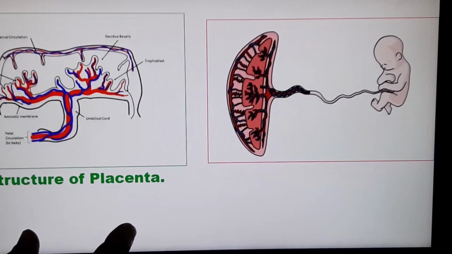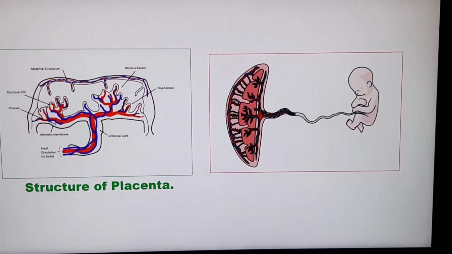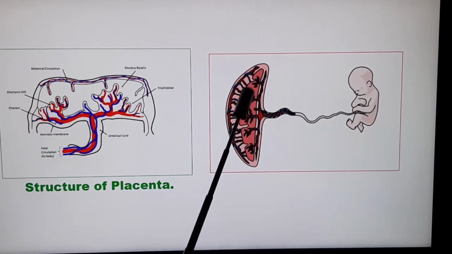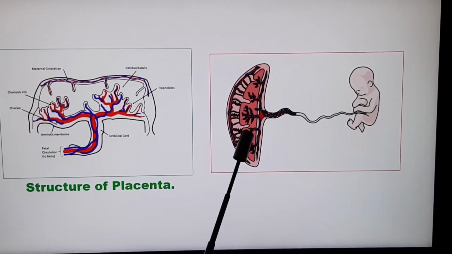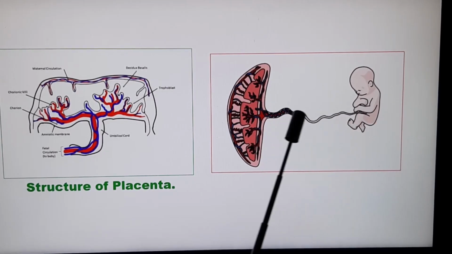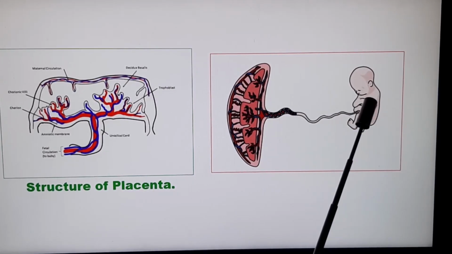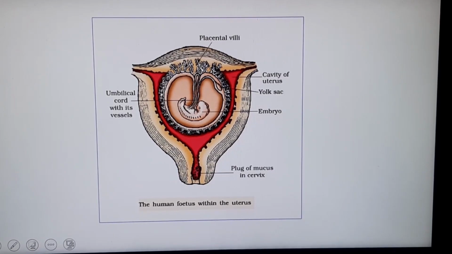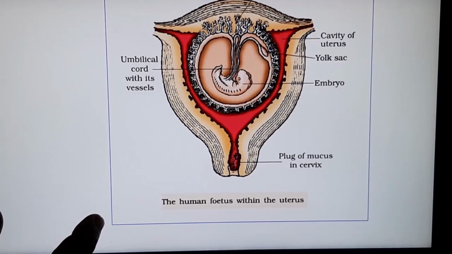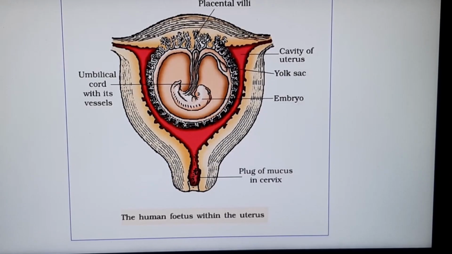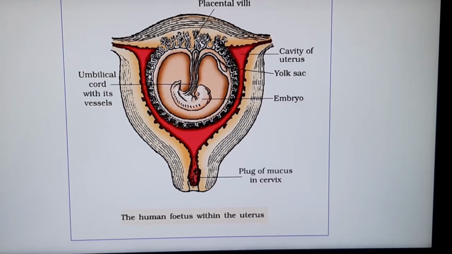Now this pictorial representation would be a little more clear. This is the placenta, the connecting link between the mother and the fetus. The umbilical cord is connected to the navel of the fetus. You can have a look at the diagrammatic representation of the human fetus within the uterus, the embryo development within the uterus.